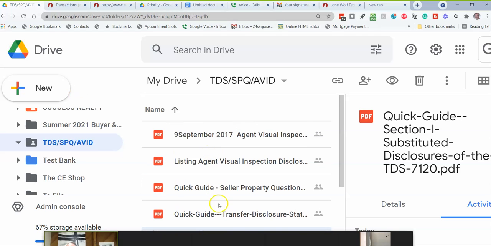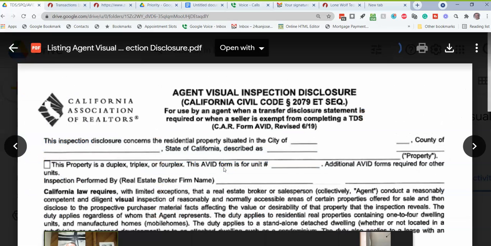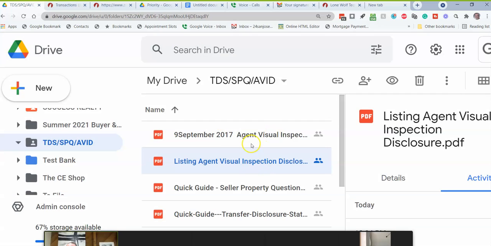What else do I have here? Agent, visual, inspection, disclosure. Is this it? Nah. This is a sample I was going to show you.